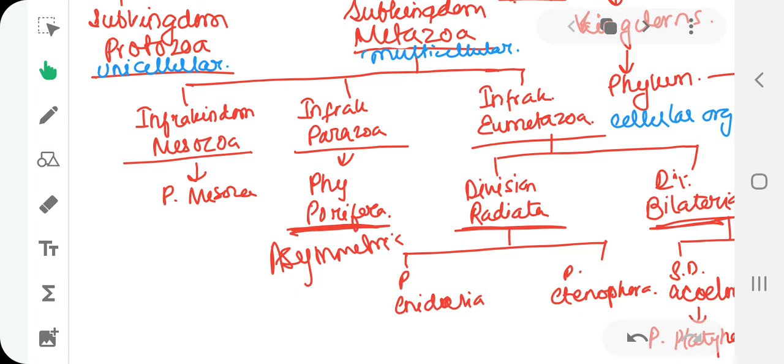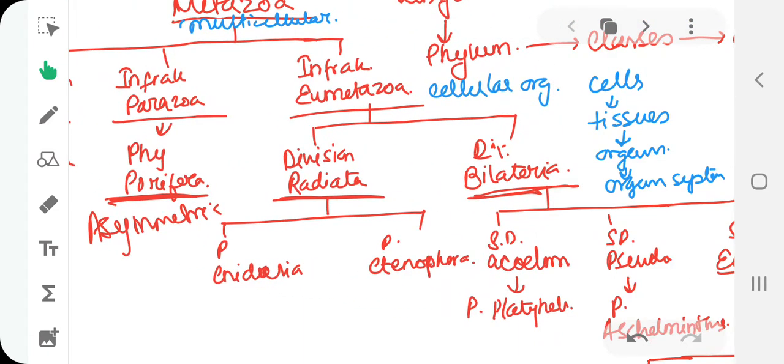Now we'll see the phylums. So, under this infrakingdom, phylum Mesozoa is there. This has only one phylum, phylum Mesozoa. Kingdom Parazoa or infrakingdom Parazoa has a phylum, phylum Porifera. And infrakingdom Eumetazoa has two divisions, Radiata and Bilateria.